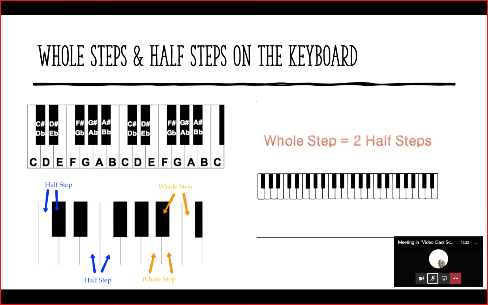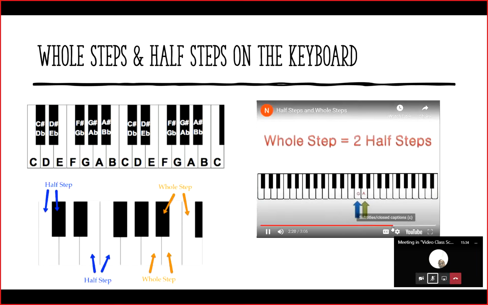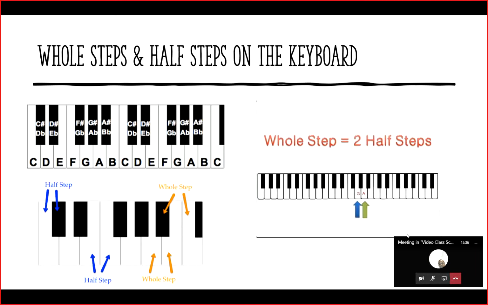If we start on the white key G, a whole step up from that would be the white key A, because this distance involves two half steps. Starting on G, a whole step down would be the white key F. If we start on the white key B, a whole step up actually lands on a black key. It still follows the whole step rule by involving two half steps. The resulting note a whole step above B is C sharp.